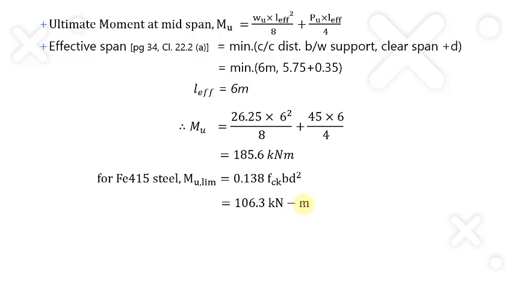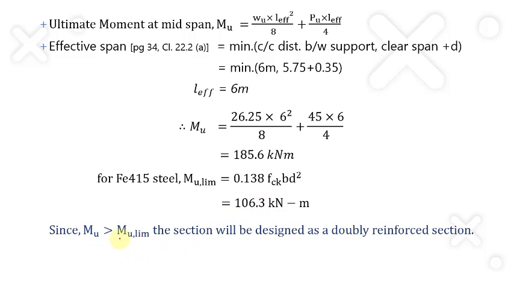Now since my cross-section dimension is fixed and grade of concrete is fixed, I would not be able to increase the limiting moment carrying capacity of the beam. So here we find Mu is greater than Mu lim. So the applied moment which is going to come on the beam is greater than the limiting moment carrying capacity. So what we have to do, we have to design the beam as a doubly reinforced section.